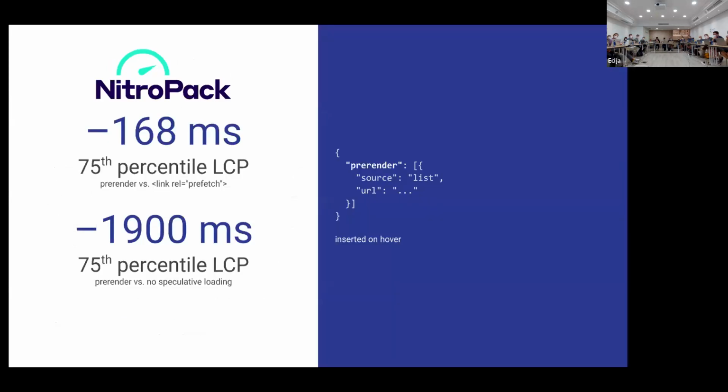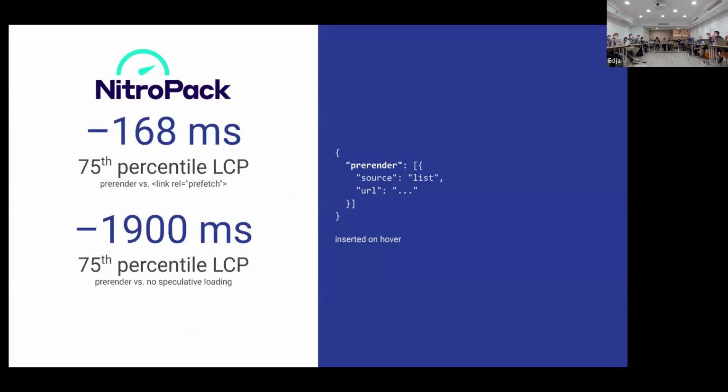Another partner we've been working with is NitroPack. They're in the performance space, and they're currently testing speculation rules pre-render versus their existing link rel equals prefetch solution, versus, of course, pages without any speculative loading technologies. So this has been pretty exciting. What they do is insert a specific URL pre-render rule on hover, and they saw minus 168 milliseconds on the 75th percentile LCP for prefetch.